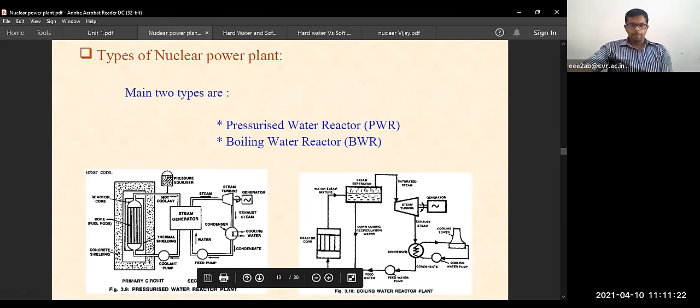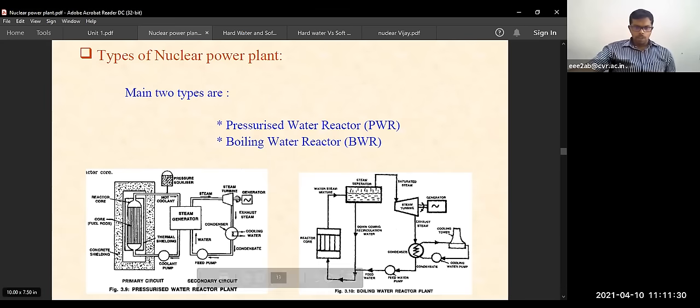The same figure is shown here. If you see here, this is the reactor core of the reactor. Next, fuel rods. These lines are called fuel rods.